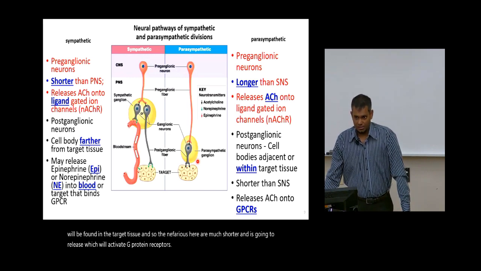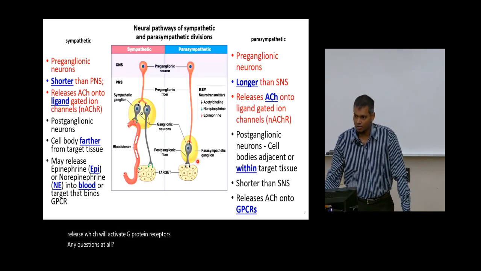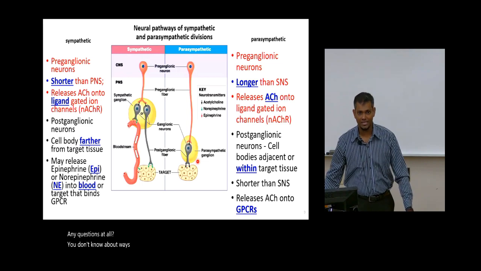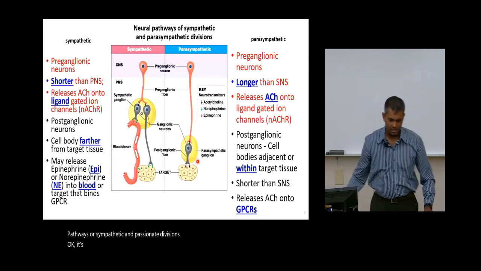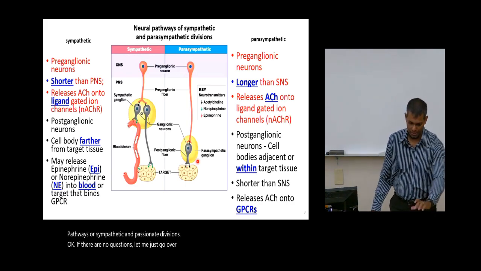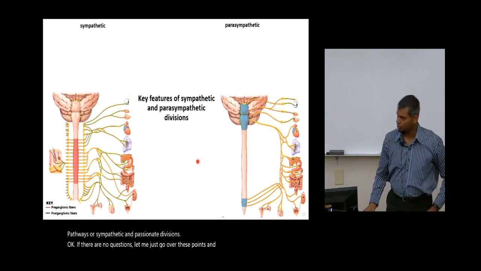Any questions at all on these neuronal pathways for sympathetic and parasympathetic divisions? Okay, if there are no questions, let me just go over these points in the context of these two figures.